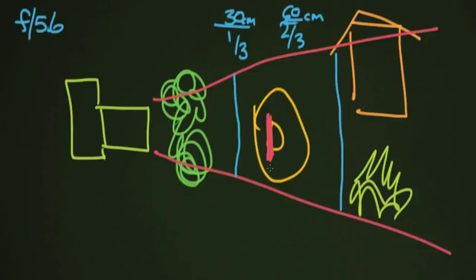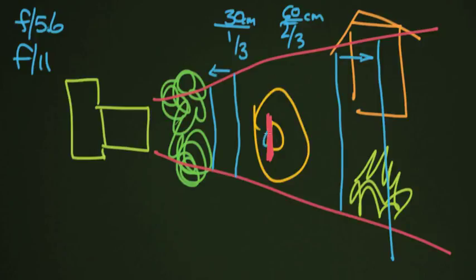And as you increase, so if you were to move up to f11, this 1/3, 2/3 relationship would stay the same, but the lines that define that would move back and forward. So it would move forward by 1/3 and it would move back by 2/3, with the focus point staying here on the face of your subject, as long as they're not moving.